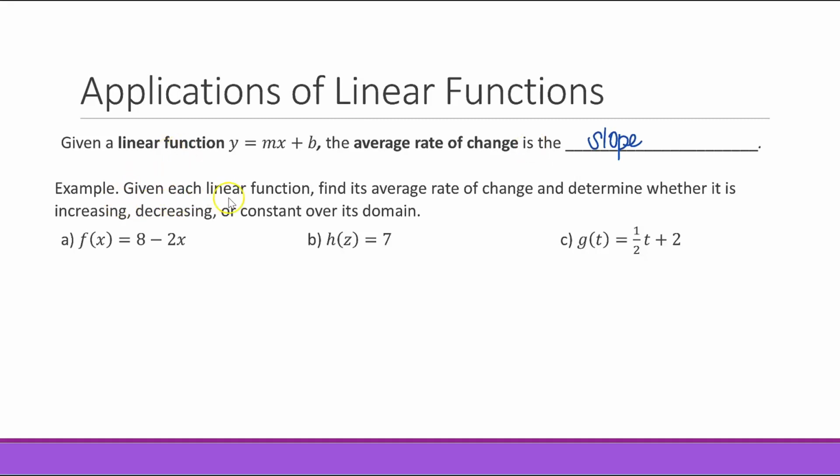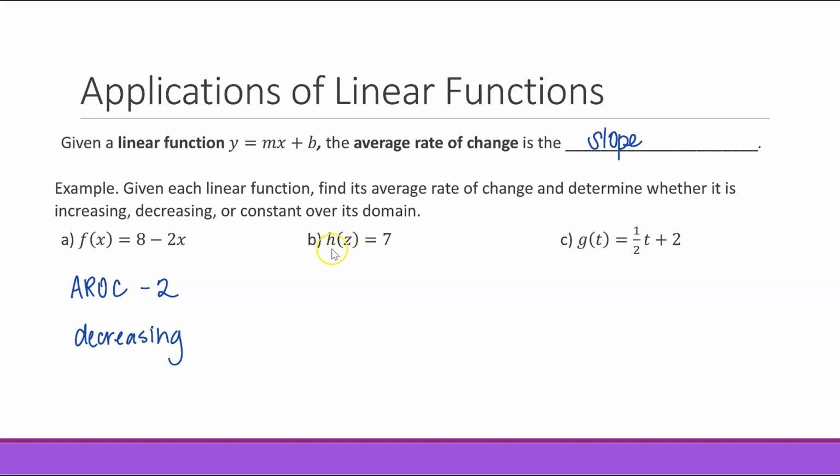So in this example, given each linear function, find its average rate of change and determine whether it's increasing, decreasing, or constant over its domain. We're just finding the slope. Now, in part A, f of x equals 8 minus 2x. So the average rate of change, AROC, is just the slope. The slope in slope-intercept form is the number multiplied by x. So the average rate of change is negative 2. And because that's a negative value, we know that our linear function is decreasing.